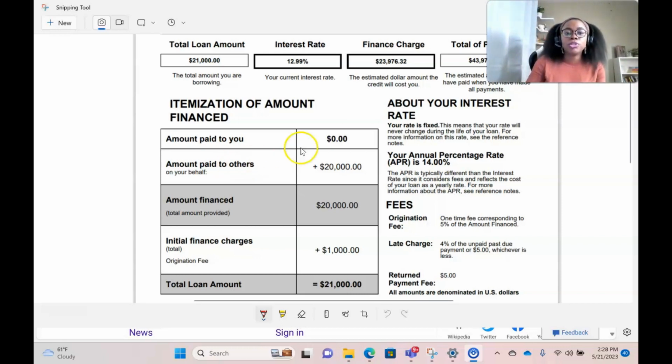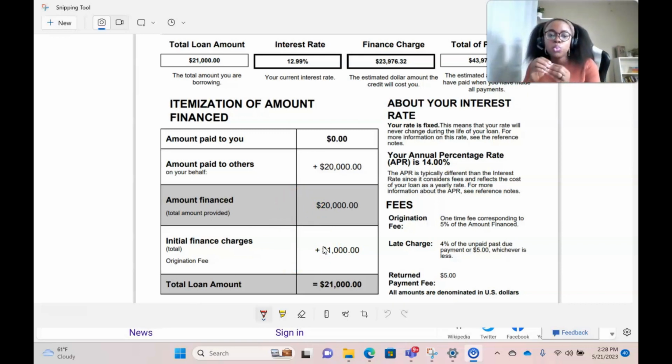So you don't actually get anything, and that's what you're seeing in this example. The amount that will be paid to you is $0, but the amount that will be paid to others on your behalf, others here being your school, is $20,000. Now we see here that the origination fee I mentioned is $1,000. So this person is really borrowing $20,000, but with the origination fee, that's what makes it $21,000.